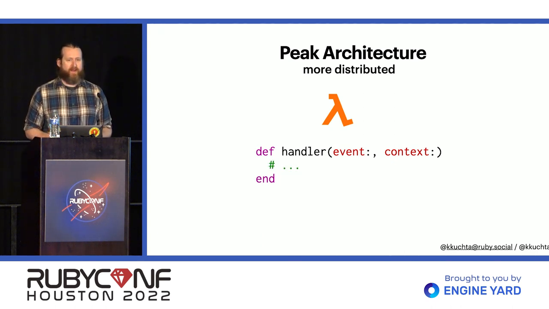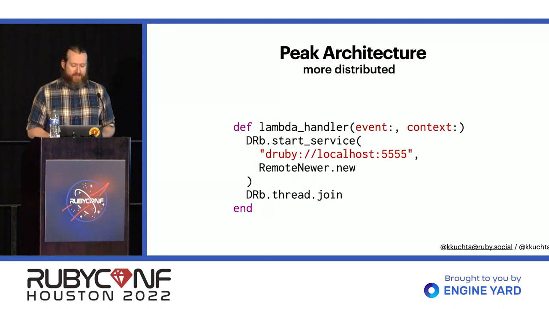So let's just cram our dRuby setup into that. So I start a dRuby service, and then I call dirb.thread.join. So this Lambda handler, which is supposed to run for only a few seconds, will block and never complete and just listen for incoming connections forever. And AWS will charge me for the full 15 minutes before it times out.